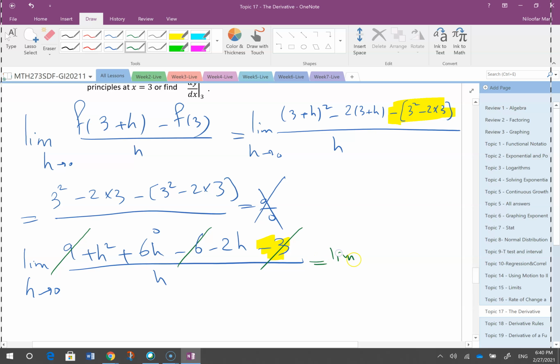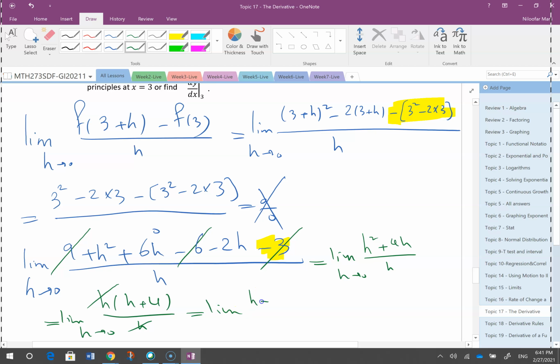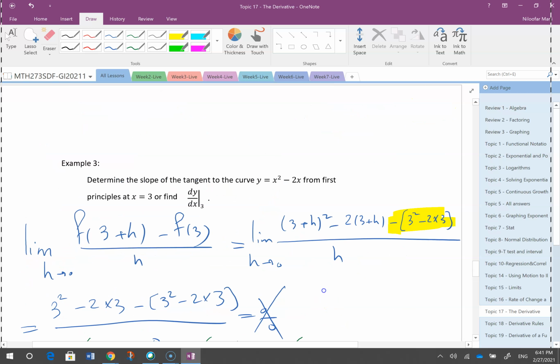So it is limit h squared plus 6h. Okay, so I could simplify it then. So okay, it's h squared plus 4h divided by that, h goes to 0, which is limit h times h plus 4 divided by that, h goes to 0, cancel each other, cancel h and h, and then it is this, which is 4.